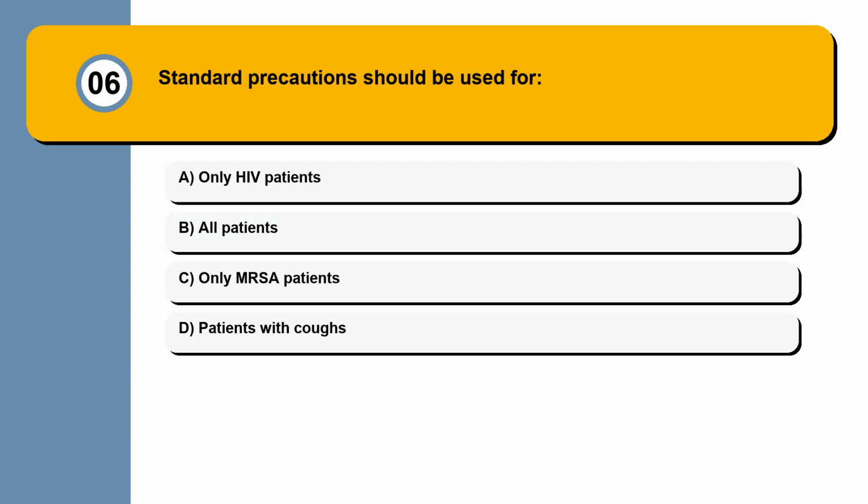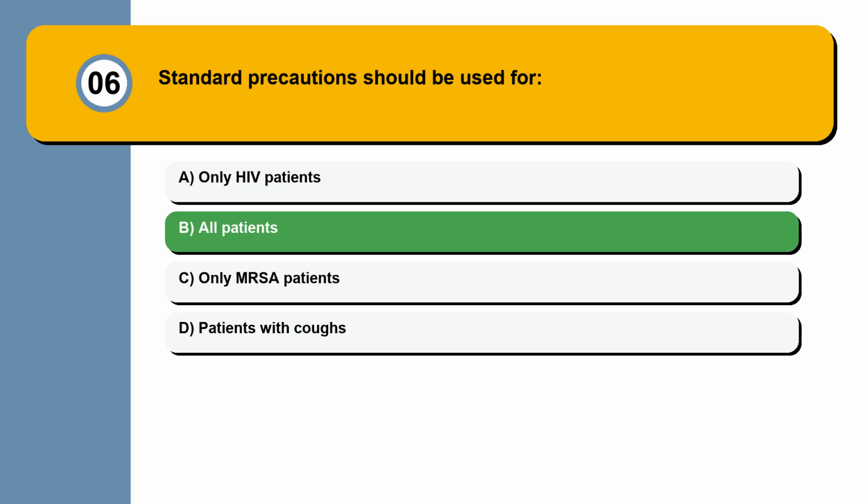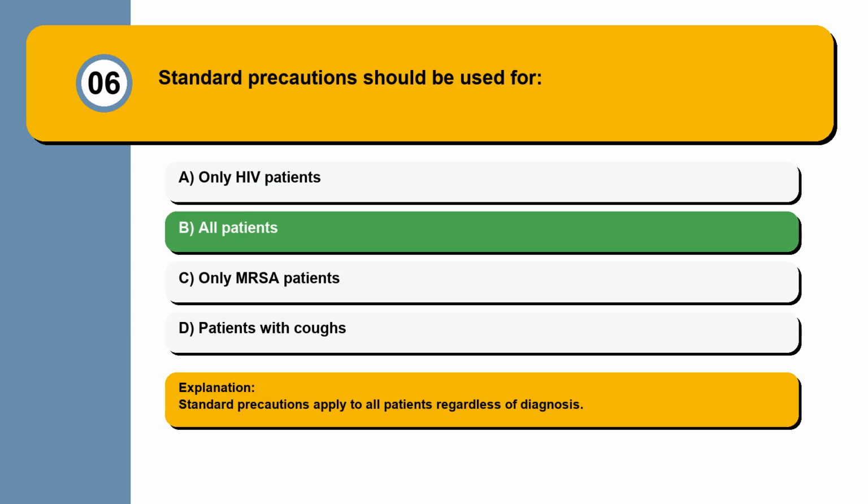Question 6. Standard precautions should be used for: only HIV patients, all patients, only MRSA patients, patients with coughs. Standard precautions apply to all patients regardless of diagnosis.